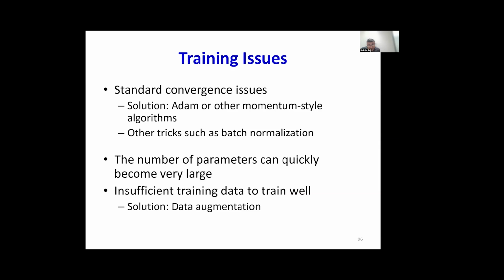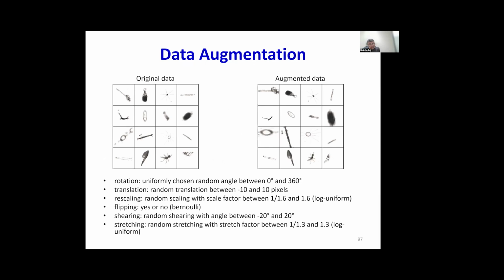So you have standard convergence issues during training. So typically we use ADAM or other momentum style algorithms, tricks such as batch normalization for regularization. The number of parameters can quickly become very large, even though it's a shared parameter network. And so then you can end up with insufficient training data to train the model well. And so we'll often do things like data augmentation, where we modify the data without changing the class.